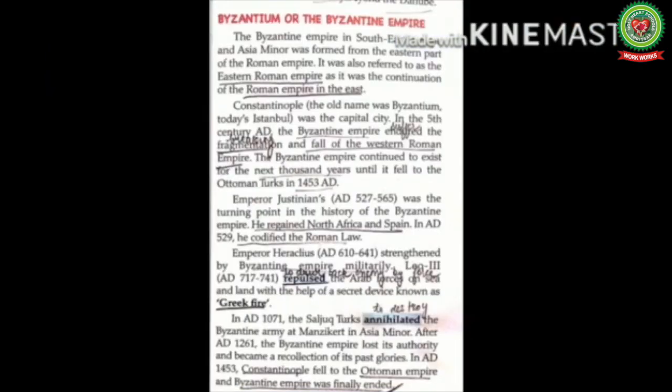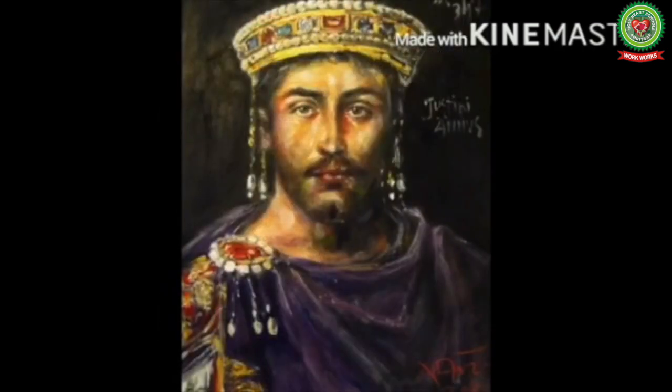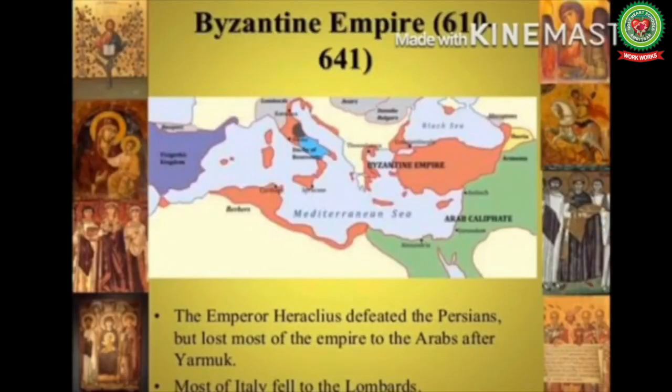He regained the North Africa and Spain. In AD 529, he codified the Roman law. Emperor Heraclius strengthened the Byzantine Empire militarily. His ruling period was from 610 to 641 AD.